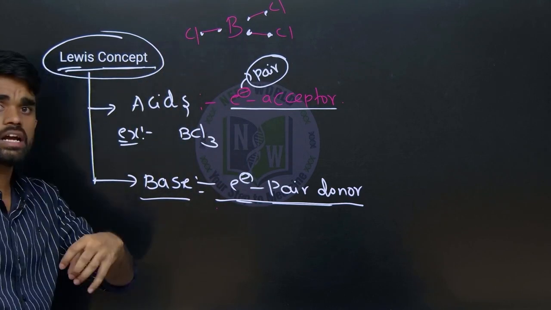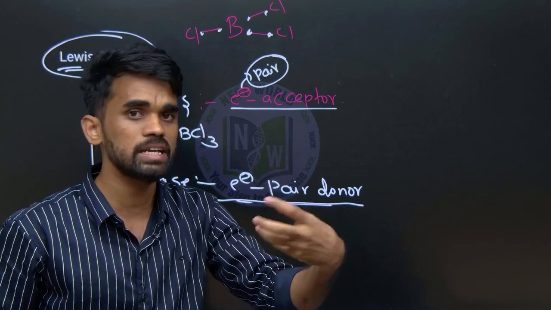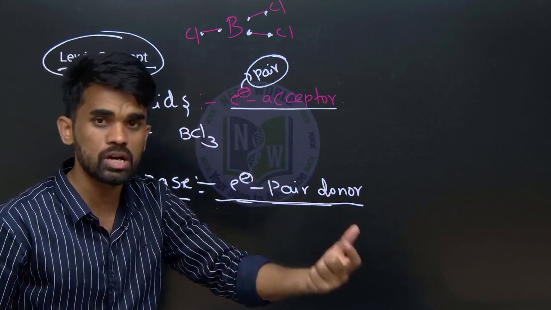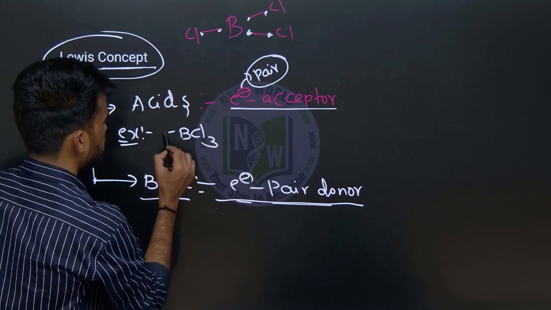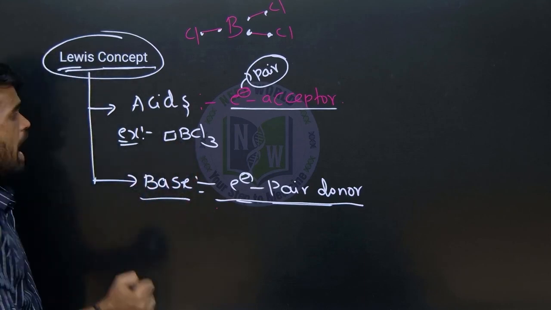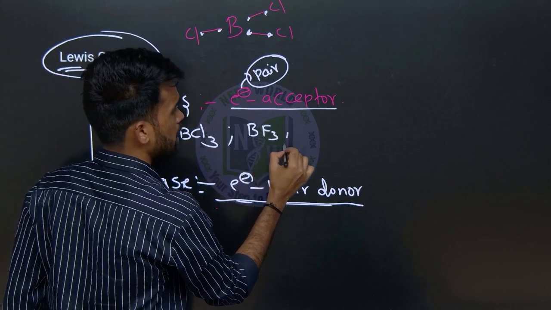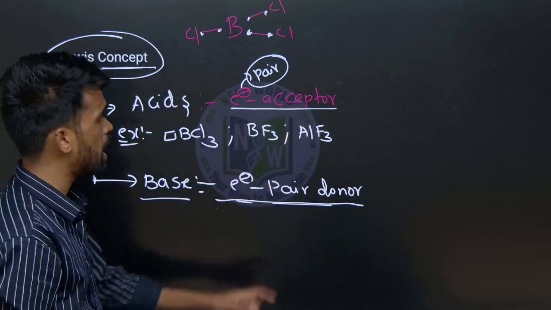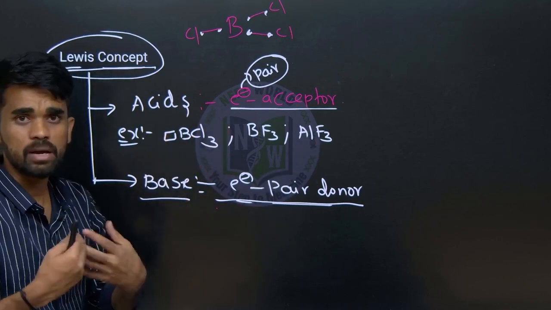So it means in order to fulfill its octet, it requires 2 more electrons. It requires 8 electrons, but it has only 6 electrons. So 2 more electrons, a pair of electrons, are required now. Therefore, this BCl3 is considered to be a Lewis acid. Similarly, BF3 we can say, and AlF3 aluminum trifluoride, like this AlCl3, all these come under what? Lewis acids.